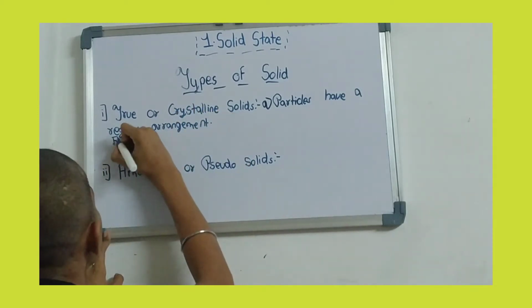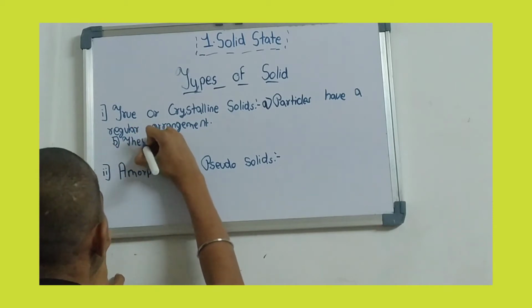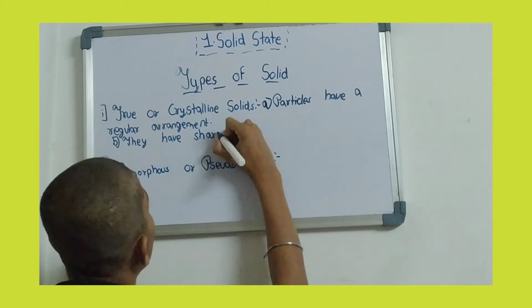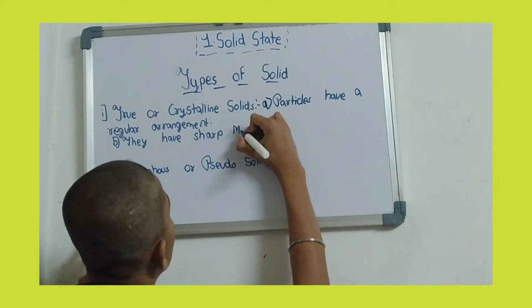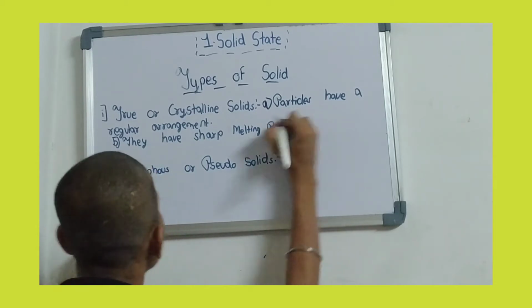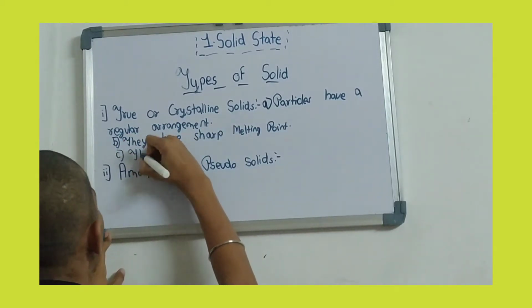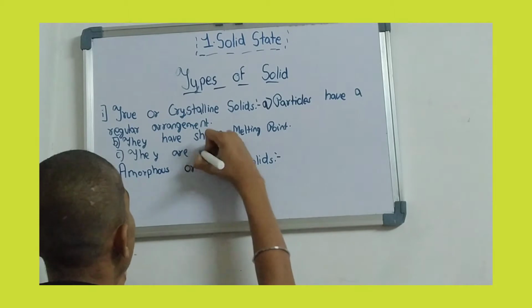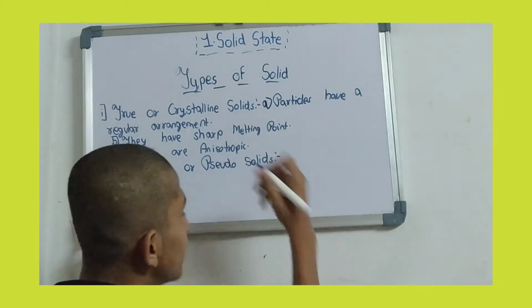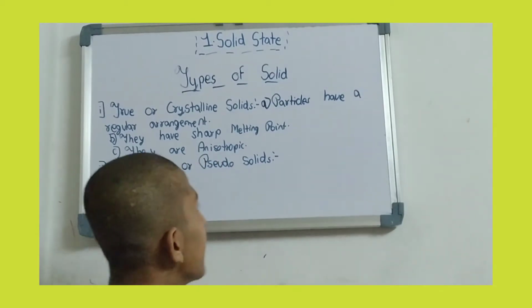The second point is that they have a sharp melting point. And the third point is that they are anisotropic. What is anisotropic? Anisotropic means the magnitude of the property will differ in every direction.